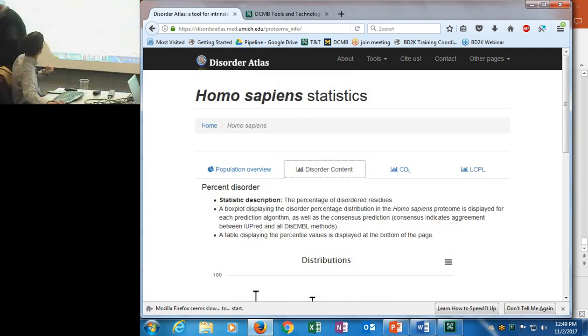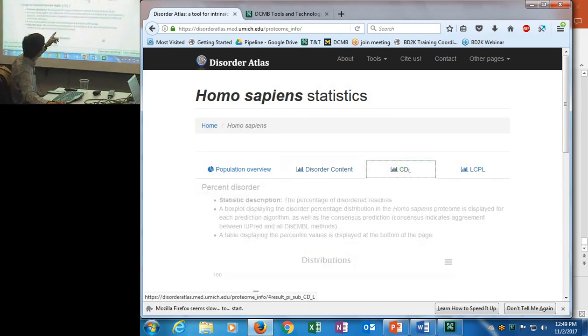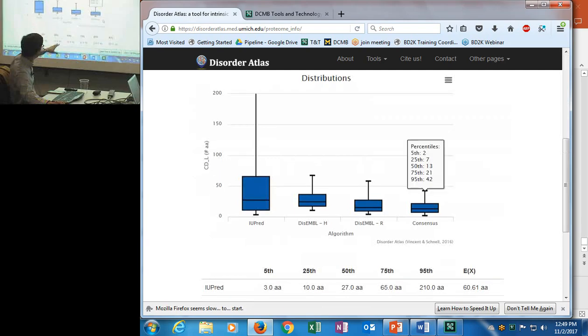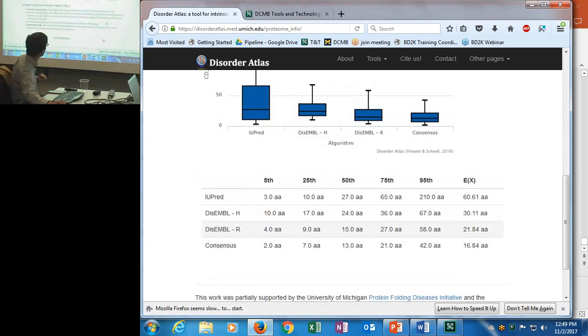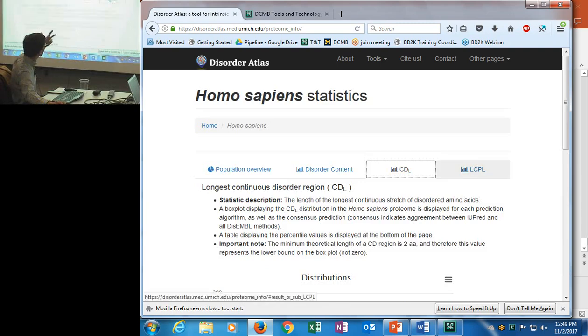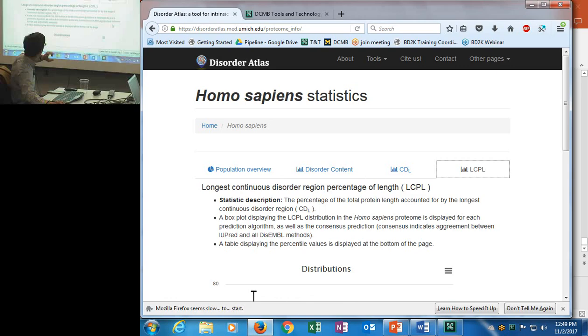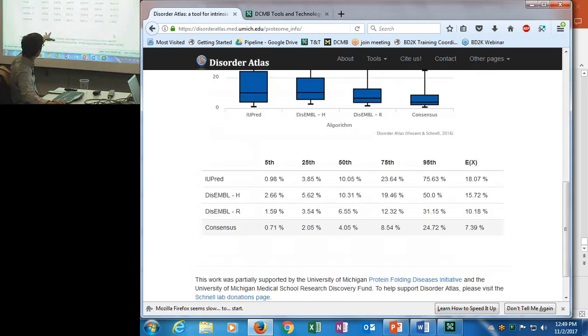Okay. So then we have the continuous longest domain, and we have as well the distributions, the percentiles, and the number of residues that you require to have. And then we can have as well the balance, that longest continuous residue that is actually balanced by the size of the protein.